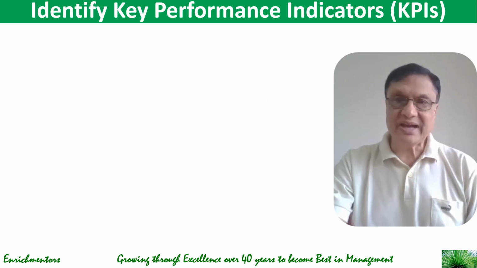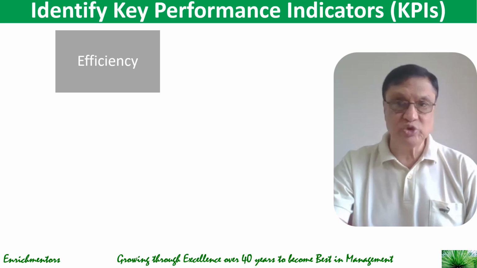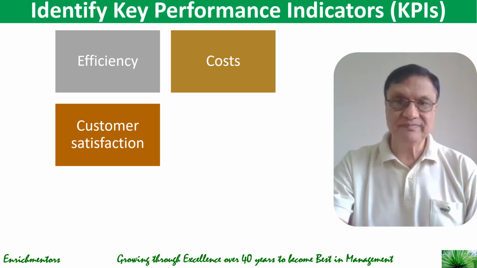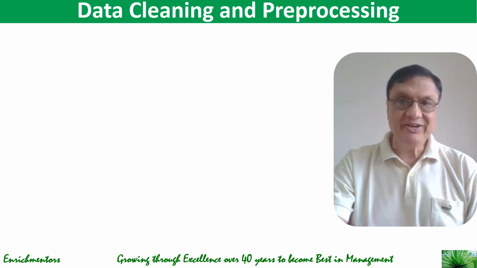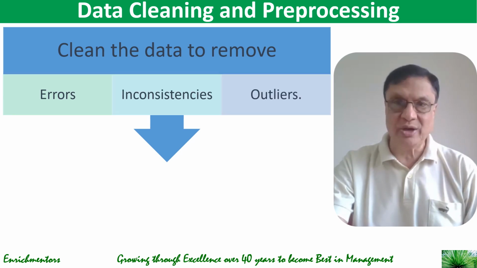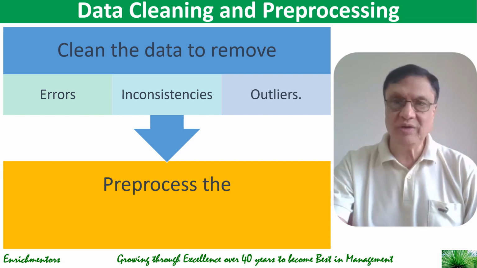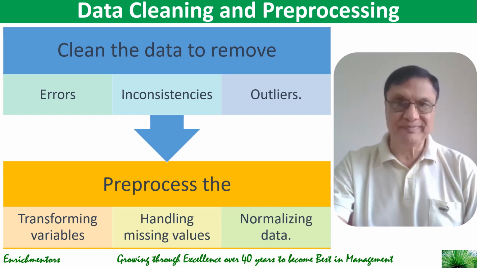Then what you need to do is identify key performance indicators. Define KPIs that align with your objectives. It could be metrics related to efficiency, costs, customer satisfaction, employee productivity, and any other relevant factor. Having done that, you need to clean and pre-process data. Clean the data to remove errors, inconsistencies, and outliers. Pre-process the data by organizing it into a format suitable for analysis, and that may involve transforming variables, handling missing values, or normalizing data.